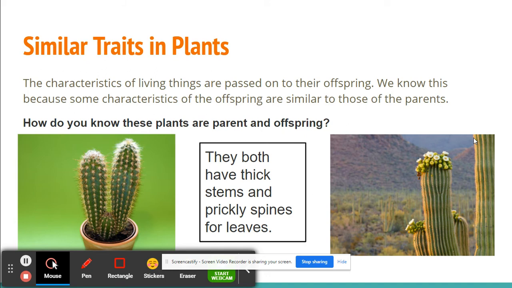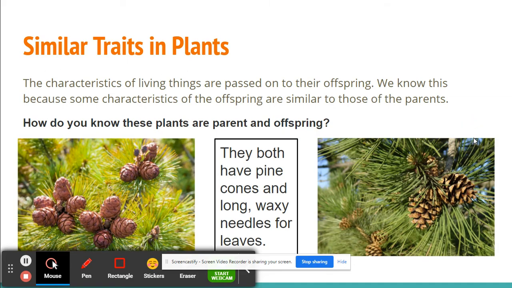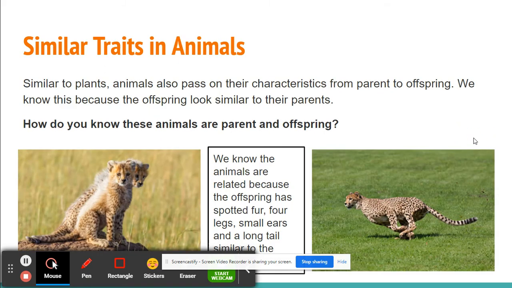How do you know these plants are parent and offspring? They both have thick stems and prickly spines for leaves. How do we know these plants are parent and offspring? They both have pine cones and long waxy needles for leaves.